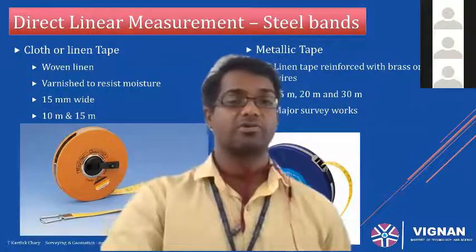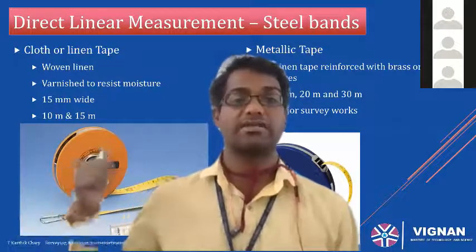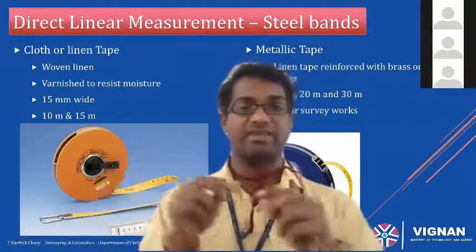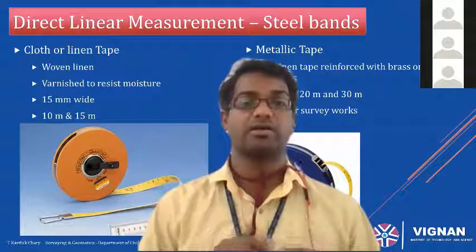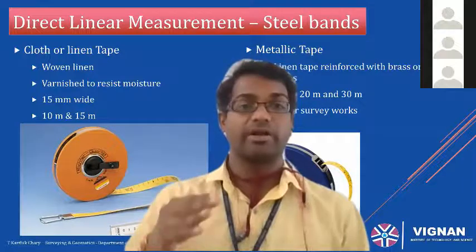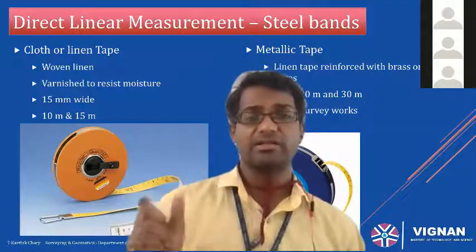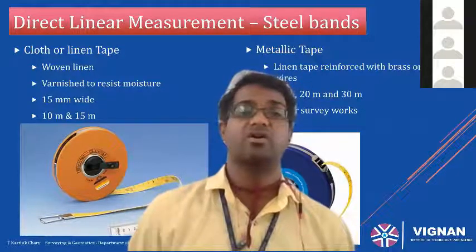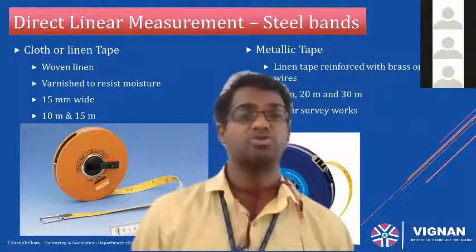We have four types of tape. The first one I would like to talk about is the cloth or linen type. This is the majority of what I've seen. This is very elastic, very smooth, you hold it in your hand. It is made up of woven linen, and it is varnished, which will resist moisture. And the ribbon of this is 15 mm, and the range of this tape is available from 10 meters to 15 meters.